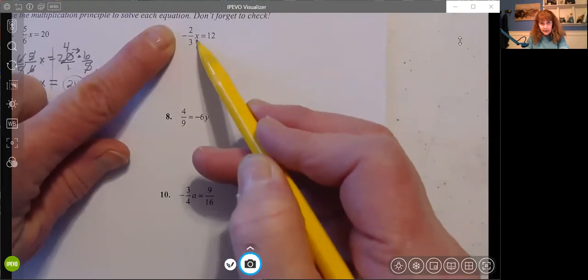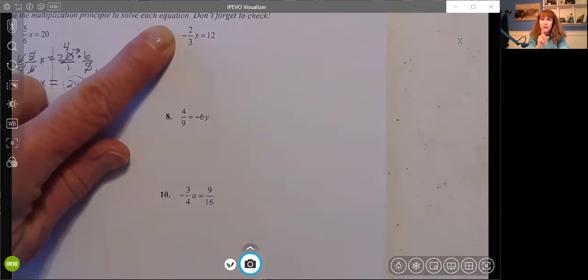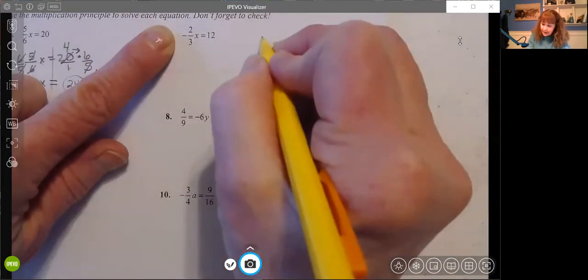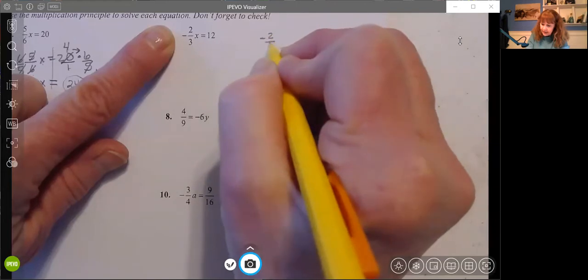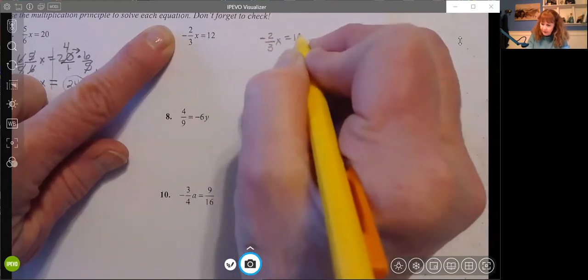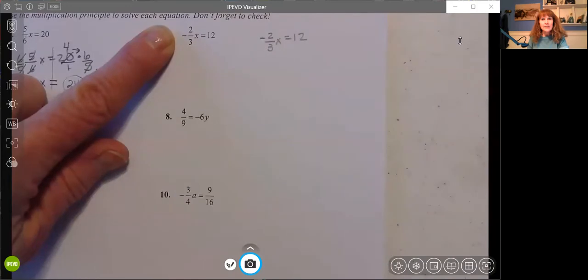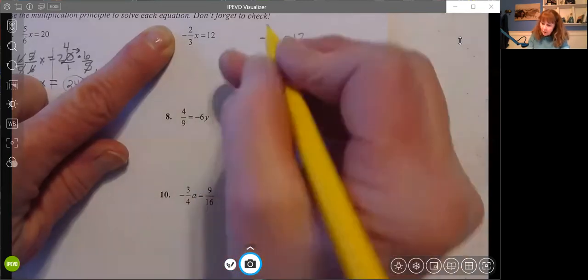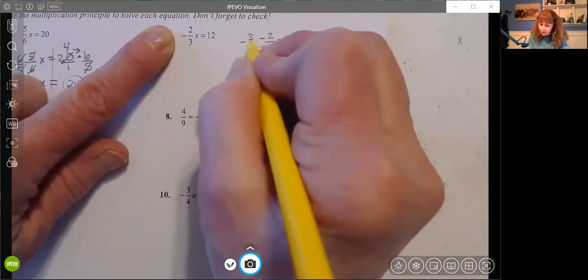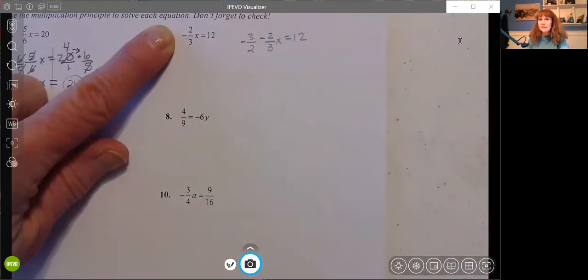To get rid of that -2/3, so I have the number 1 in front of the x only, get the x all by itself, that's our goal. To get rid of this, I will multiply by the reciprocal. So right now I have -2/3 x equals 12. Now, to get rid of that -2/3, I will multiply by -3/2. So I multiply by the reciprocal, and remember, for the reciprocal you keep the same sign, you keep the negative.